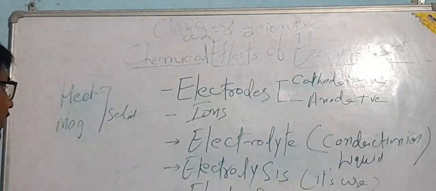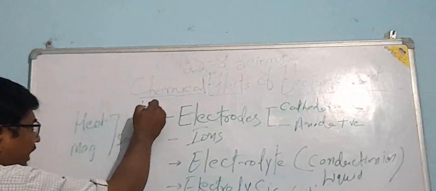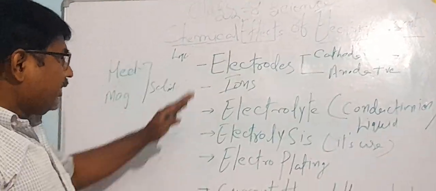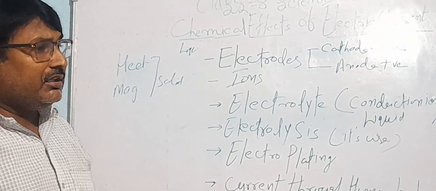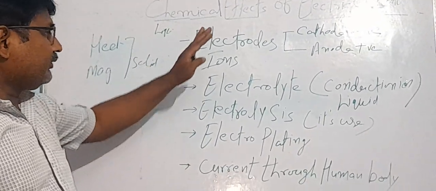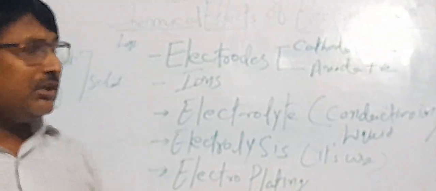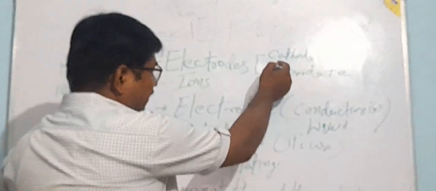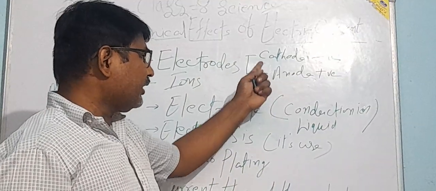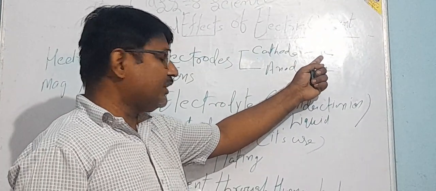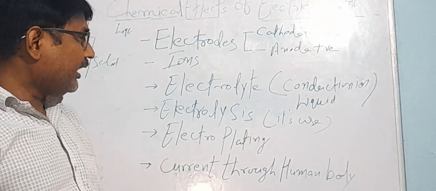Now chemical effect is in the liquid form, right? When current passes through the conducting liquid, that is called chemical effect of the current. So here the point is the electrode. What is the electrode? That is two end points, that is cathode and anode. Cathode is a negative terminal, and anode is a positive terminal, right?